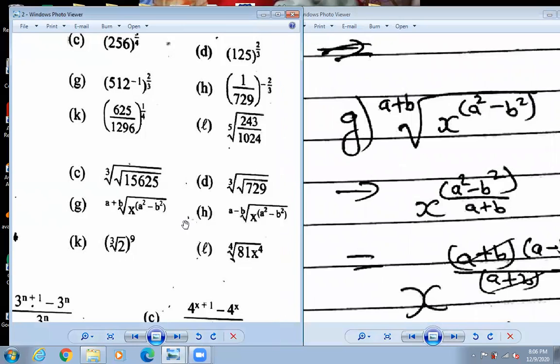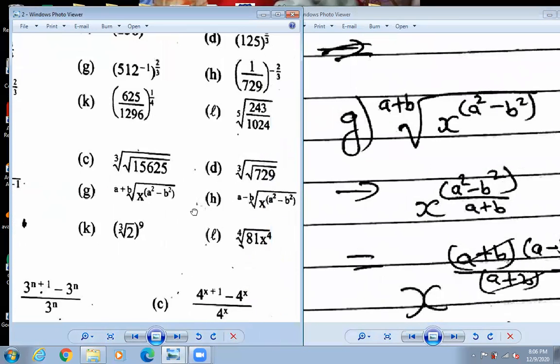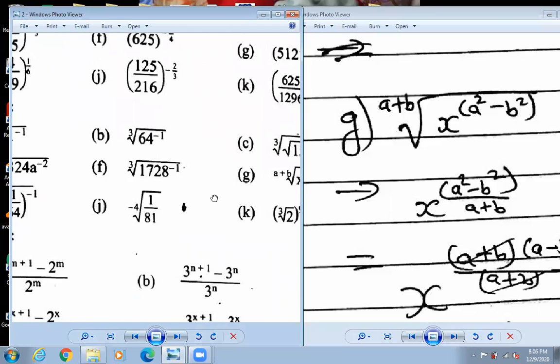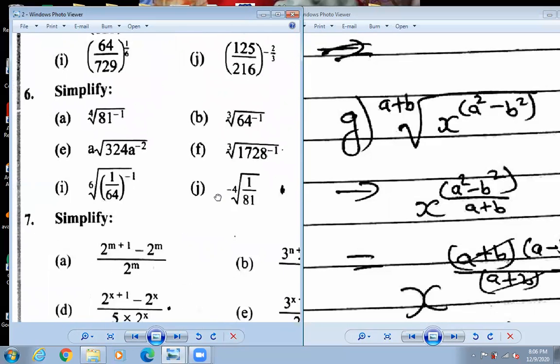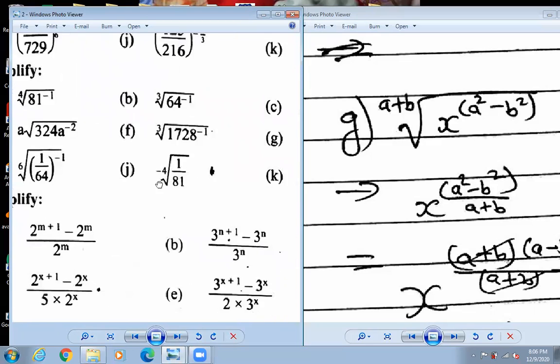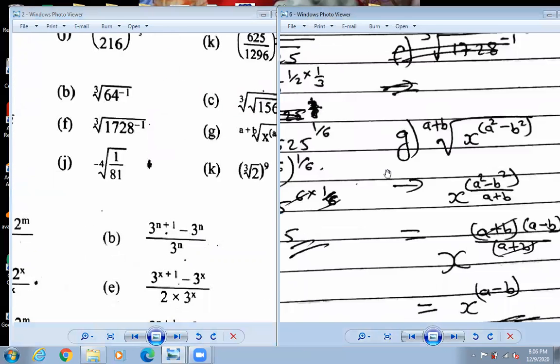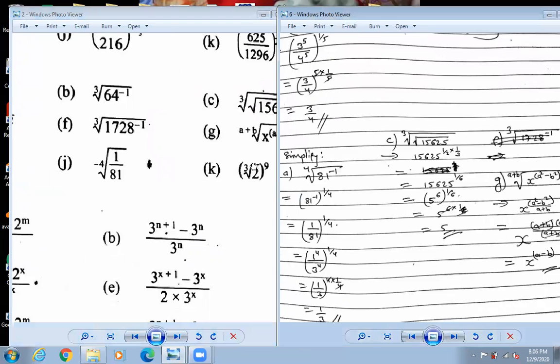Okay, number G. Number H is similar. Then after that, number I, number J. Which number have I done? Let us see.